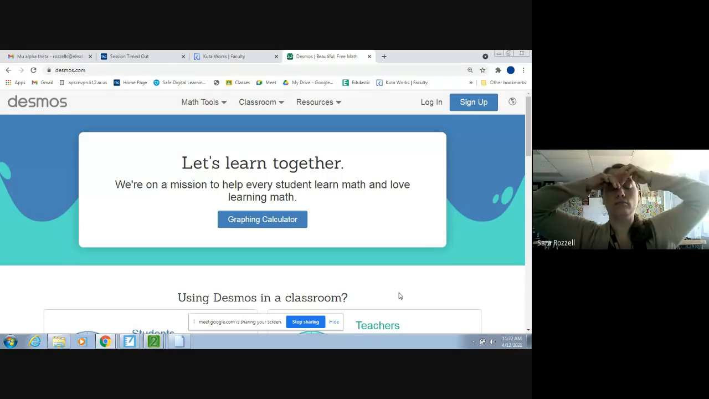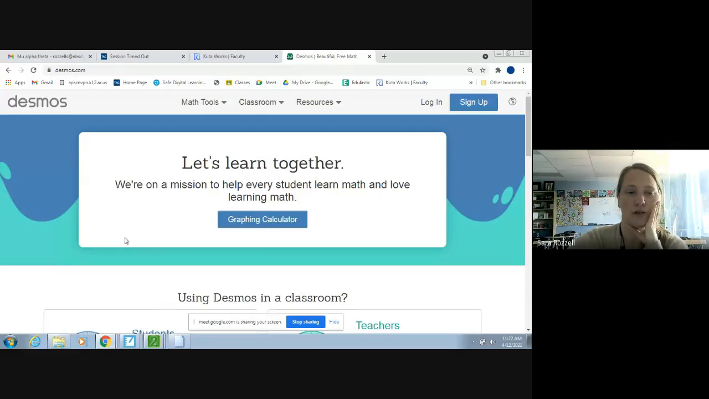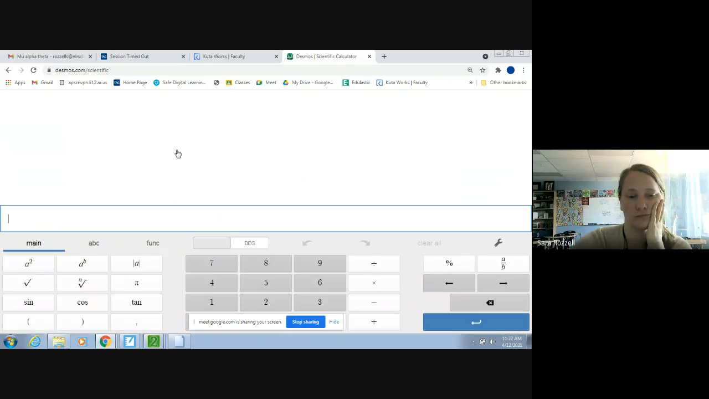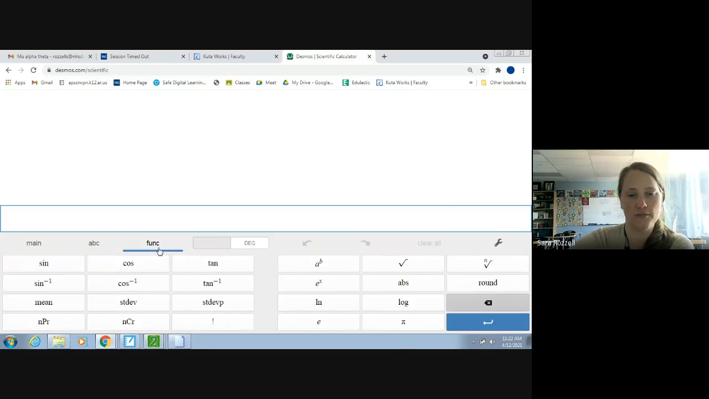Can y'all see my Desmos webpage? Is that what's up right now? Okay. So when you go to desmos.com, you want to click Math Tools, and we want a scientific calculator. And then function is where we're going to get more of the things that we can use. So that's all of our square root and trig stuff. But if you hit the function button, you see the exclamation point at the bottom here.